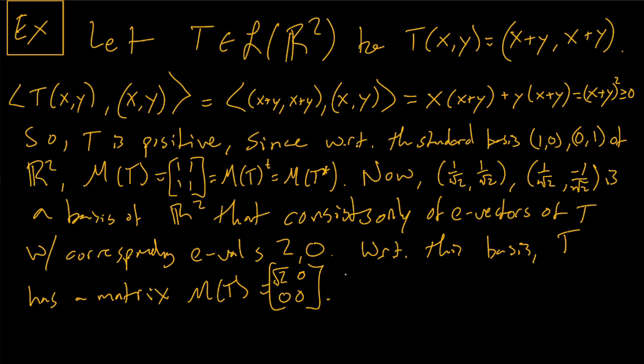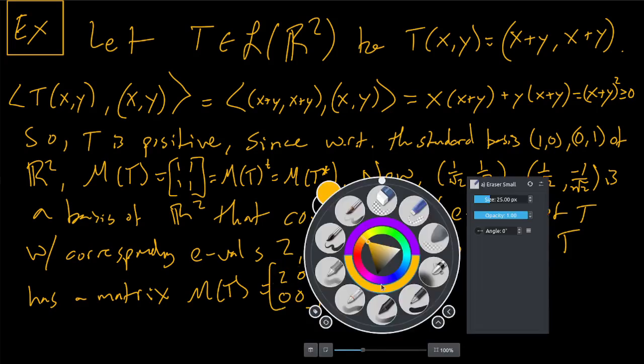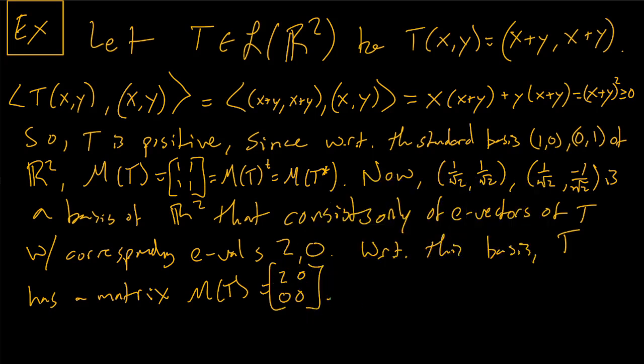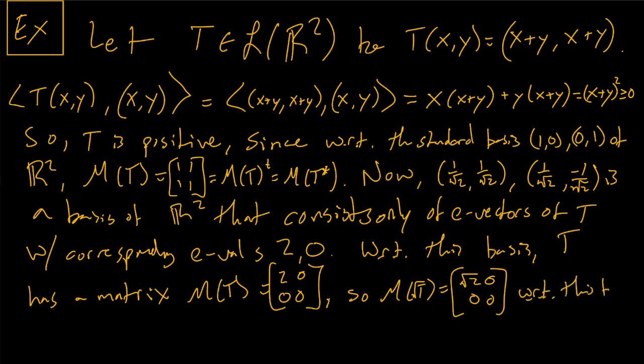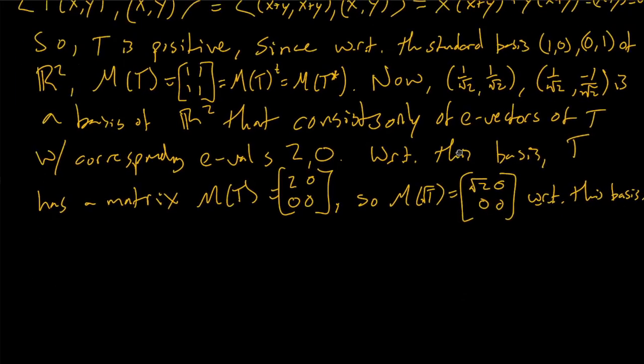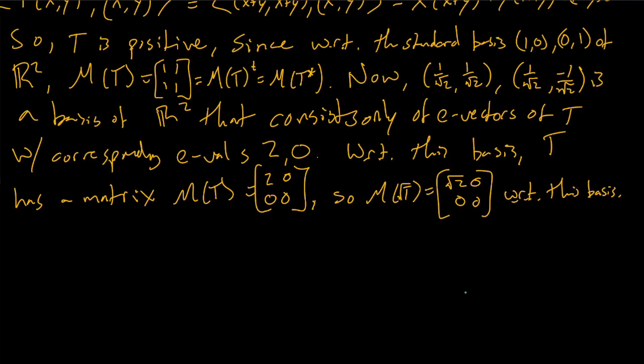I've maybe jumped the gun right there. What's the matrix of the square root of T? I've basically given away the answer. So the matrix of the square root of T is just square root of 2, square root of 0, which is 0. And then we've got zeros on the other entries. And this is with respect to the same basis. Oh, okay. Not too crazy at all.